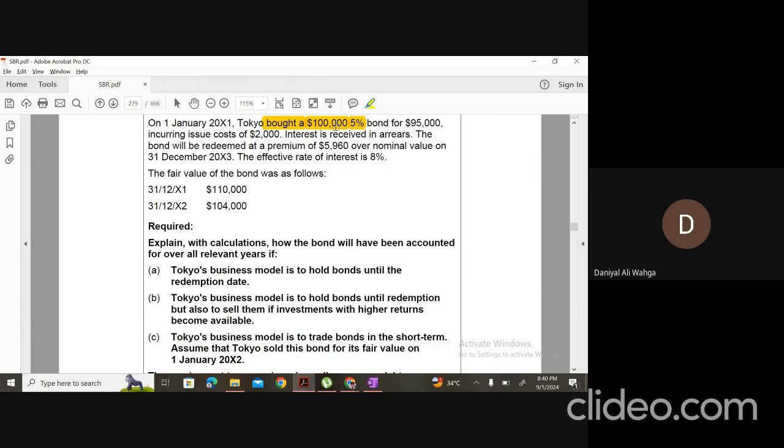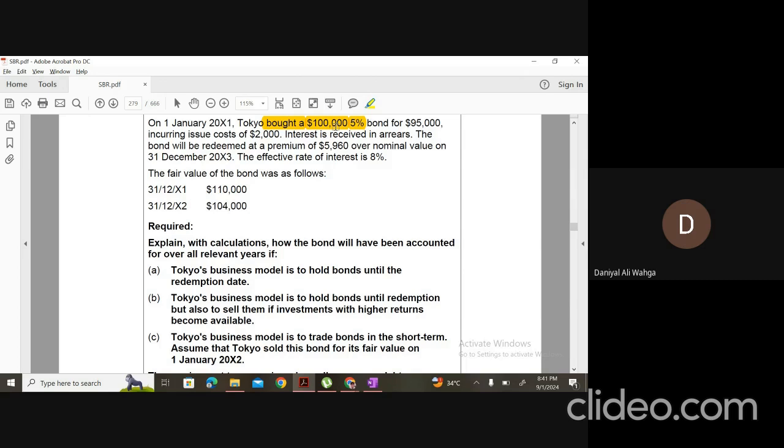The bond will be redeemed at a premium on 31st of December 2003. So 2001, 2002, 2003. It is a 3-year bond, and when you get back your money, you will not get $100,000, but you will be getting $105,960. You will be getting $5,960 as your premium, so that is basically the premium on redemption. The effective rate of interest is basically 8%. This is the IRR of this bond.